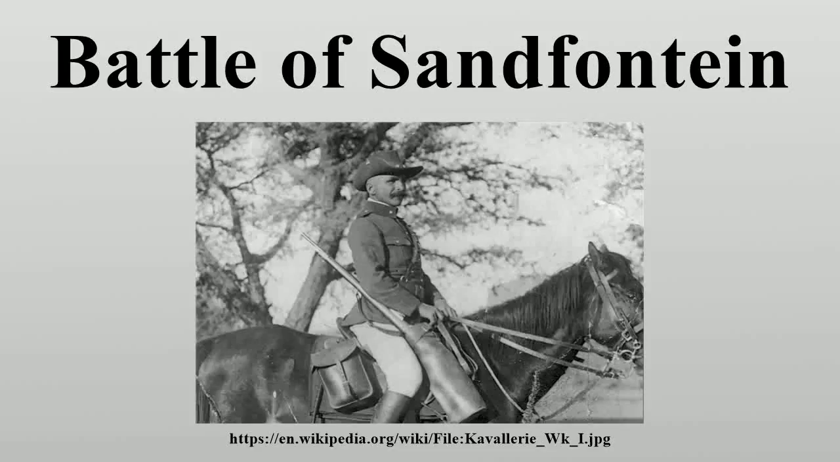The Battle of Sandfontein was a combat engagement, fought between the Union of South Africa and German Southwest Africa on 26 September 1914. The battle took place in Sandfontein, modern-day Namibia. The battle was fought during the first stage of the Southwest Africa campaign of World War I, ending in a German victory.